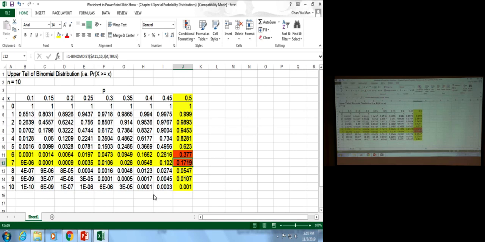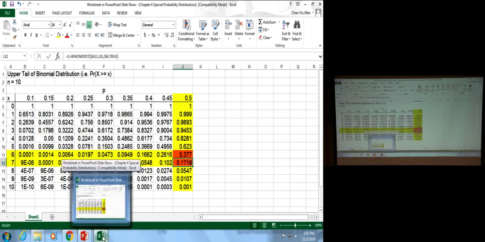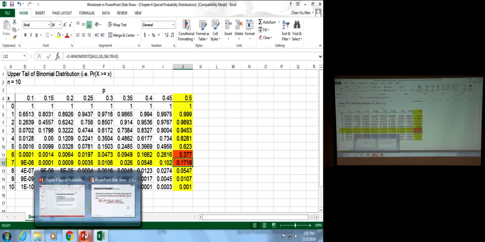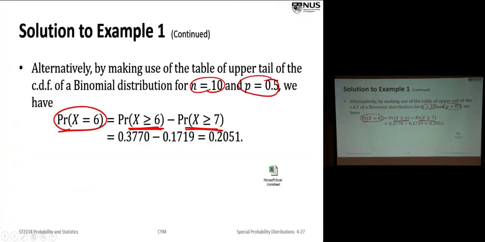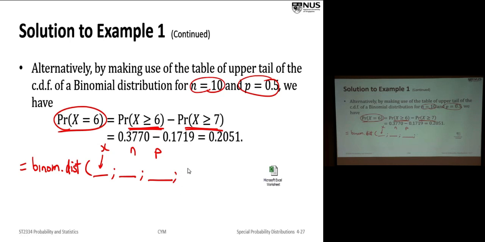And what is the command? In Excel, you can use this BINOM.DIST, and there are 4 arguments. The first one is your x. The second one is your n. The third one is your p. And the fourth one is true or false for whether it is cumulative or not.